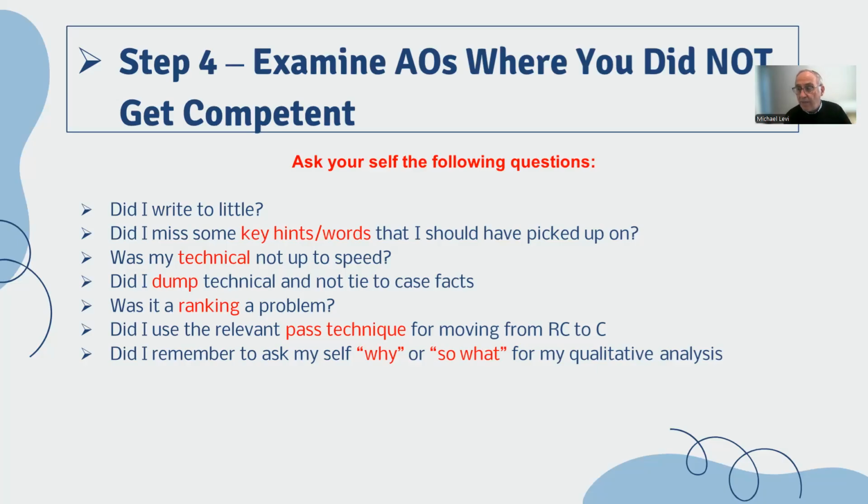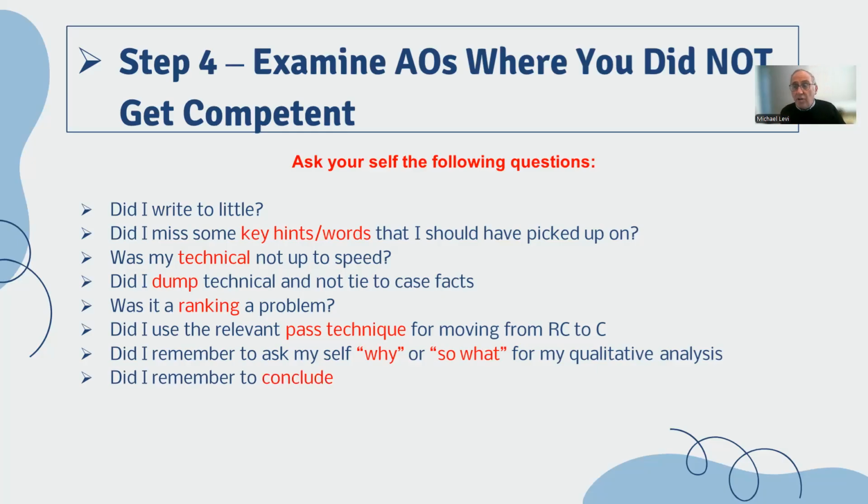Like, why is this relevant? Why does this matter? It's very, very often the why that makes the difference between RC and competent. Very often, RC candidates say a lot of things that are correct, and they'll invoke facts that are relevant, but they won't explain why they're relevant, why they matter. Ask yourself, did I hit that why point? Did I hit that so what point?